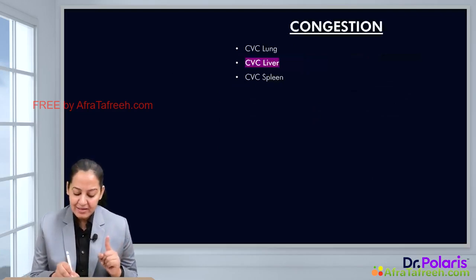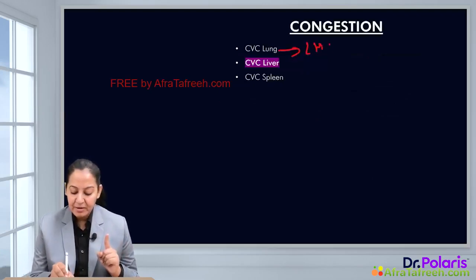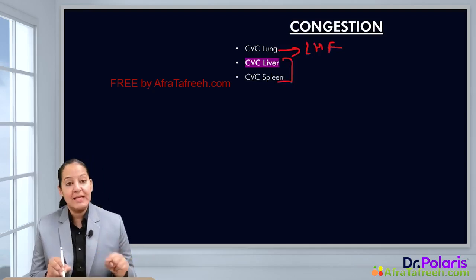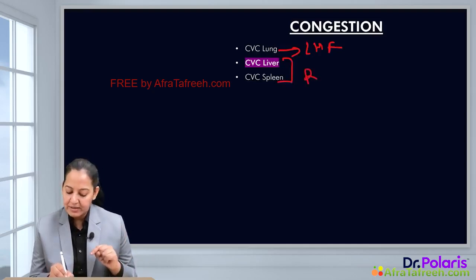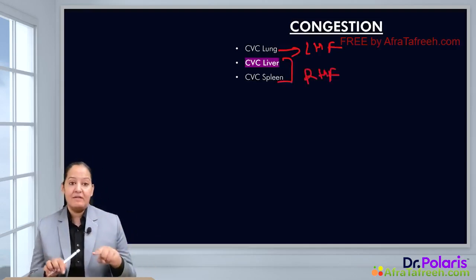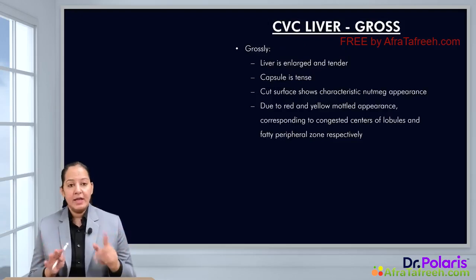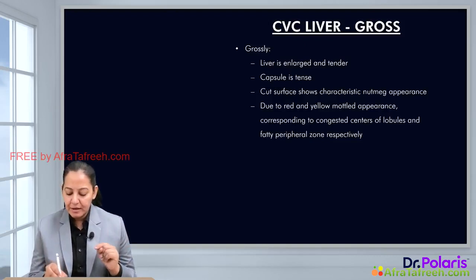Now CVC lung takes place in left heart failure, but all the remaining CVCs, that is CVC liver and CVC spleen, take place in right heart failure. So let me start CVC liver now. In CVC liver, in the gross, you have to understand a term that is known as nutmeg appearance.